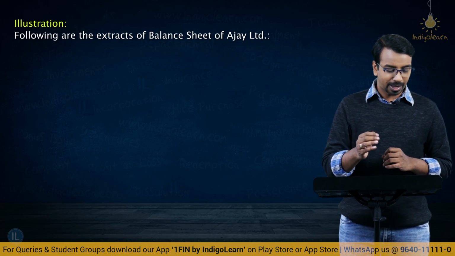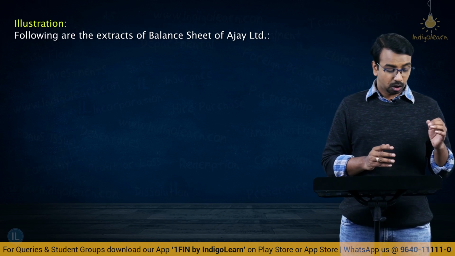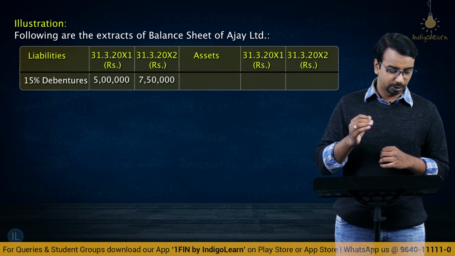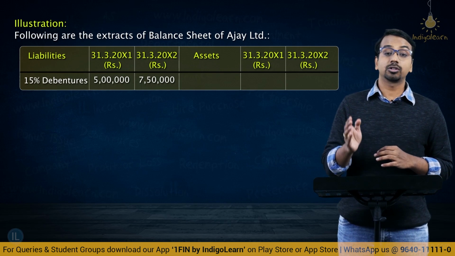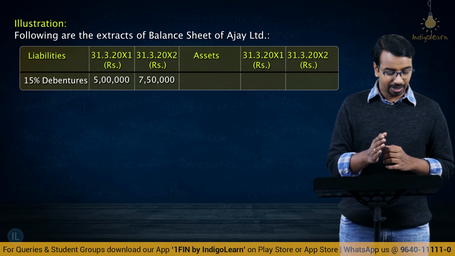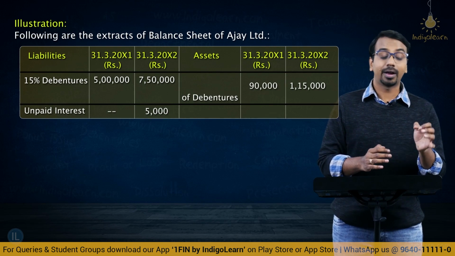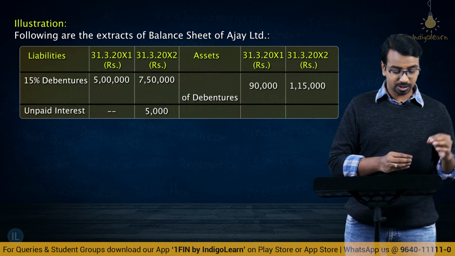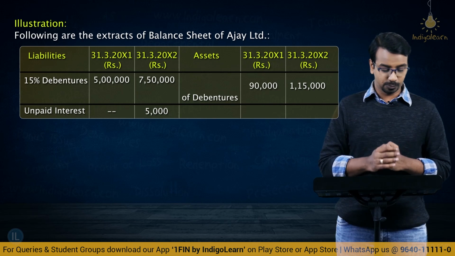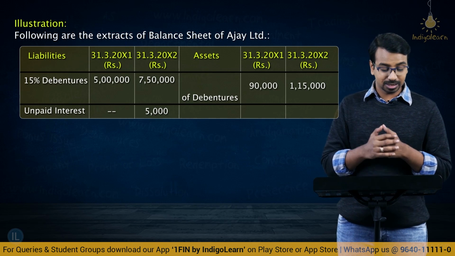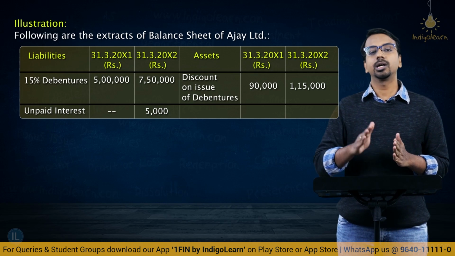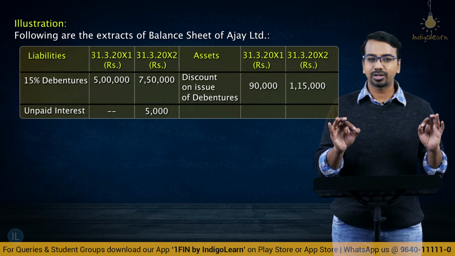Following are the extracts of balance sheet of Ajay Limited. On the liability side, you have 15% debentures. As on 31st March of year 1, it is 5 lakhs. As on 31st March of year 2, it is 7 lakhs 50,000. And there is unpaid interest of 5,000. So we said 15% debentures, 5 lakhs and 7 lakhs 50,000, and unpaid interest of 5,000. And if you look at the asset side, you have discount on issue of debentures 90,000 and 1,15,000. So this is the extract of the balance sheet.